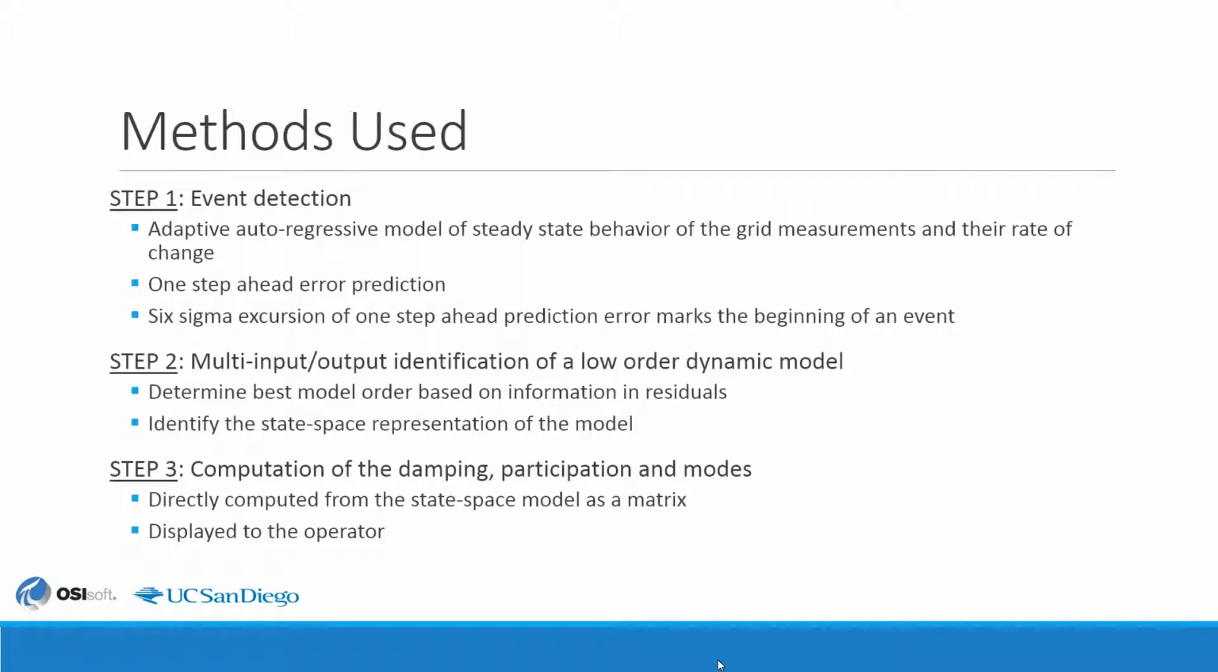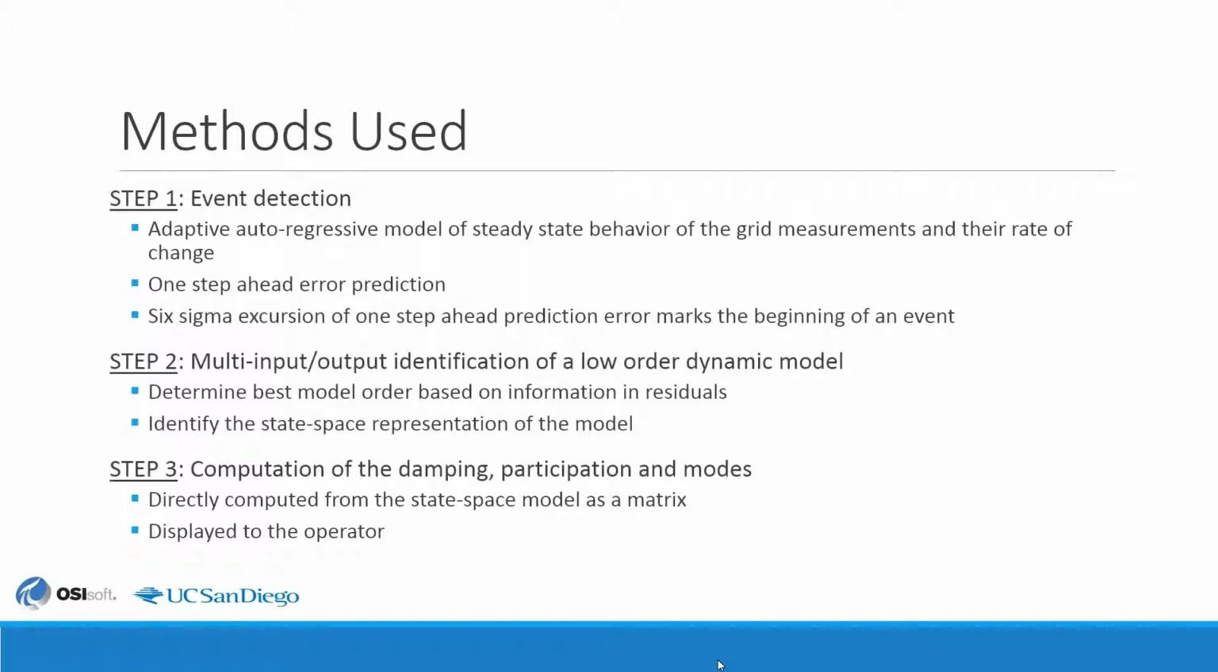Events identified in step 1 are then used in step 2, where we identify a low-order dynamic model of the system. Typically, multiple sets of input data and multiple sets of outputs are used. The system is identified in the state space representation in the classical modern control theory approach. We identify the order of the system automatically by the identification algorithm, which is known as realization.